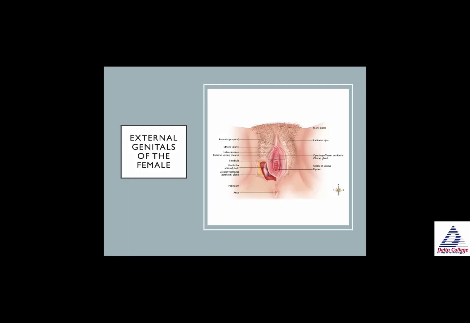So here's the external genitals of the female. Notice the urethra is not part of the external genitals. The urethra is part of the bladder.